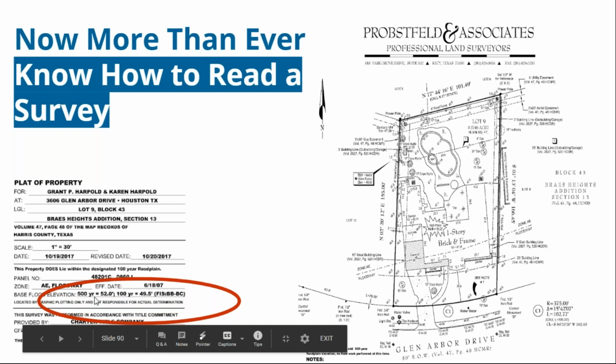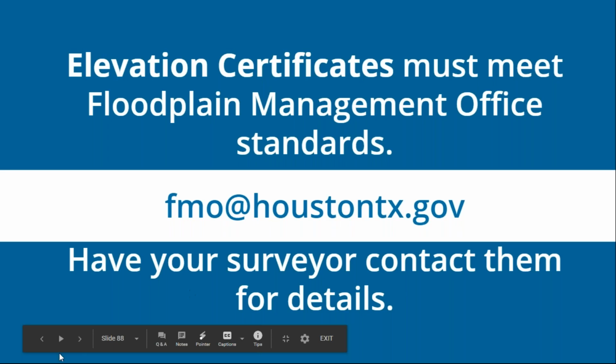Get the 500-year base flood elevation marked on a survey. It costs nothing. It'll certainly cost a lot more later. If three years from now they go to do work and they're now in the 100 or 500-year floodplain and they don't have this number, it's going to cost them a lot of money. And then go get the elevation certificate.